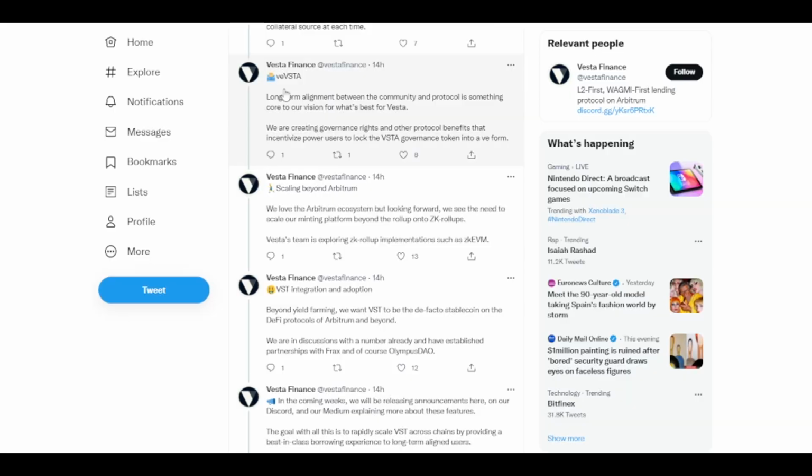And then vote escrowed Vesta. So long-term alignment between the community and protocol is something core to our vision for what's best for Vesta. We are creating governance rights and Vesta protocol benefits that incentivize power users to lock the Vesta token in a vote escrowed form. So this is going to be similar to what we see with Curve Finance. I mean, they have their veCRV tokens.